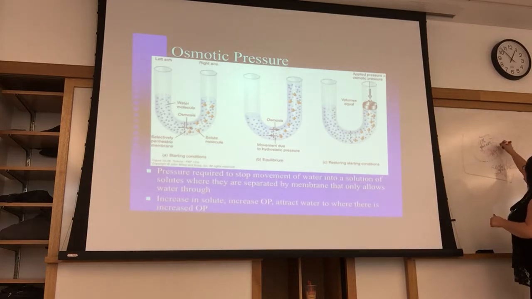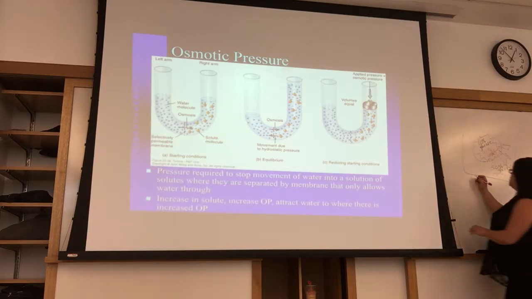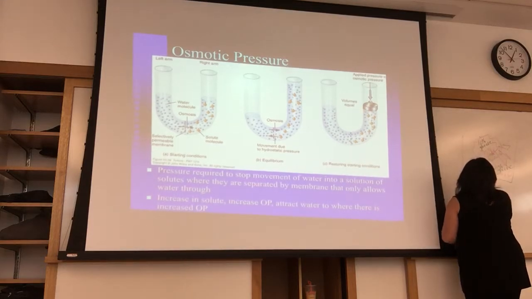So this cell is essentially going to shrivel because water is going to leave the cell and go into the solution in the beaker. It's going to shrivel up. It's going to lose water. It's going to shrink. We call this solution then a hypertonic solution. The solution in the beaker here is hypertonic.